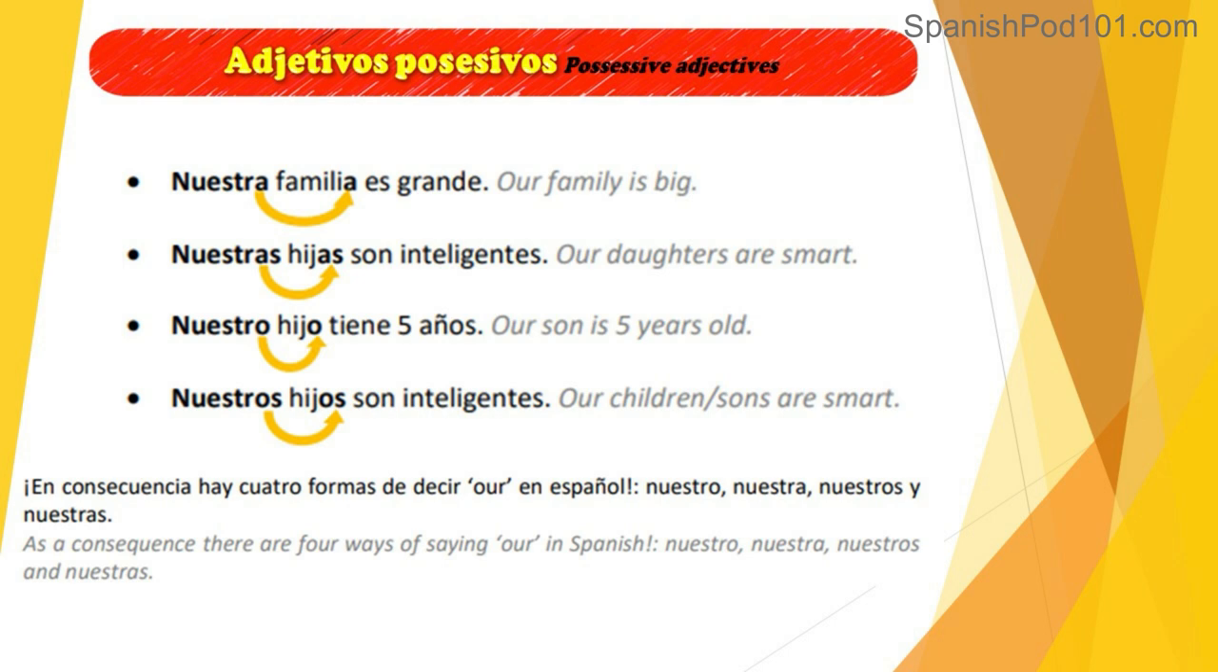The next example we have, nuestro hijo tiene 5 años. Our son is 5 years old. As you can see now, we're talking about hijo and we are still saying our, but we have to say nuestro because hijo is masculino and singular. And in the last example, we have nuestros hijos son inteligentes.